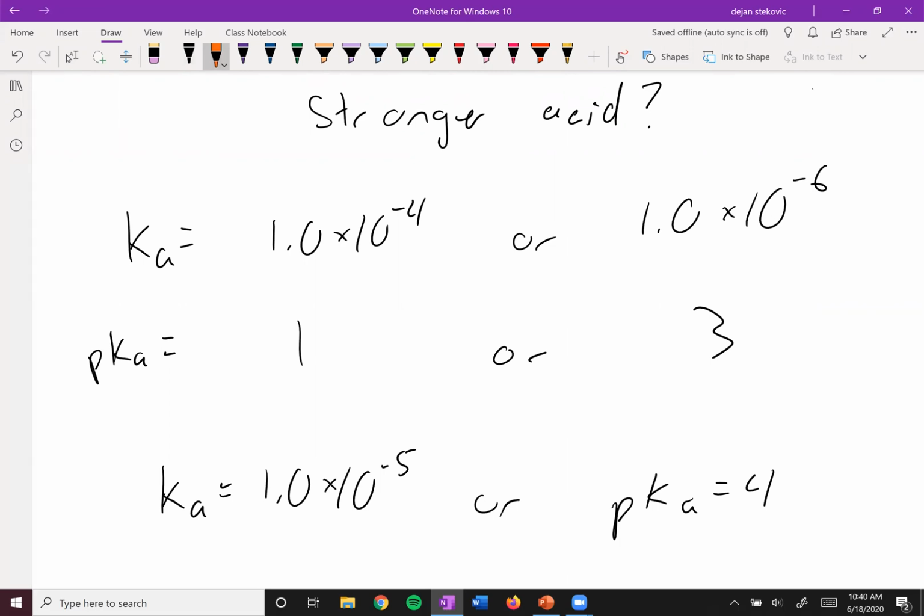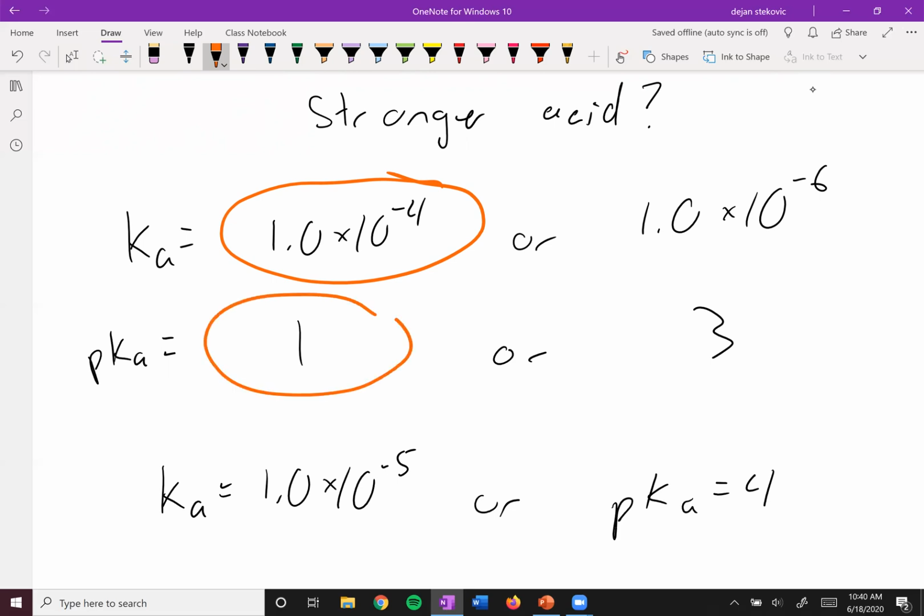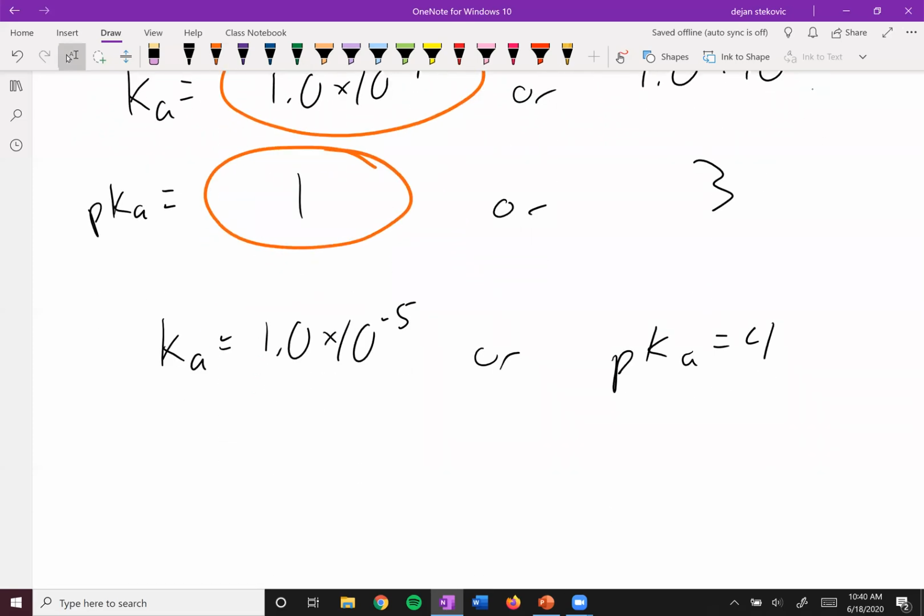All right, so hopefully you paused the video and worked this out for yourself. We learned Ka, the bigger the Ka, more products, stronger acid, right? So 1.0 times 10 to the negative 4 is a bigger number than 1.0 times 10 to the negative 6. So this acid is stronger. Next up, we have a pKa of 1 or 3. Remember, pKa is the opposite. Smaller pKa is a stronger acid, similar to how pH, when we go down, we get more acidic. And so the acid with a pKa of 1 is stronger than the acid with a pKa of 3.